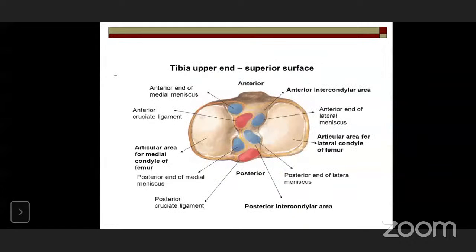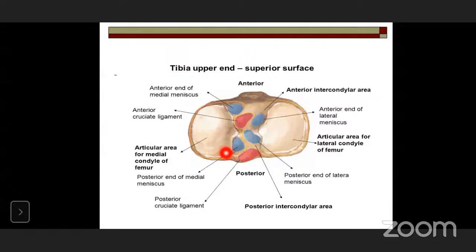Next, when they ask for the tibia, the articular part is very important. Here you can see the medial articular surface, and this one is the lateral articular surface, the lateral condyle of the tibia. These are the attachments of the meniscus, the blue part, and the red part is the anterior cruciate ligament, and the posterior one, in between, is the intercondylar area.